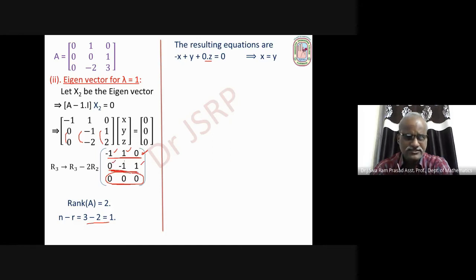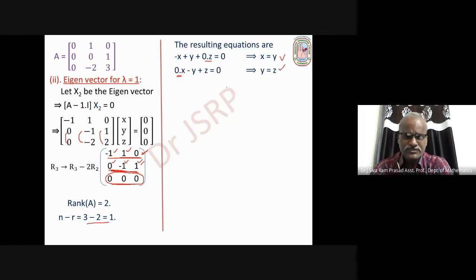So 0 into x plus minus 1 into y plus 1 into z. So 0x minus y plus z equals 0. This becomes 0. So minus y plus z equals 0 implies y equal to z. Okay. So we have two equations.